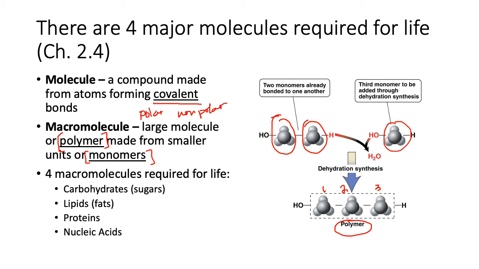And the 4 macromolecules that we're going to be talking about that are absolutely required for life are the carbohydrates, which we commonly refer to as sugars, lipids, which we know commonly as fats, proteins, and nucleic acids. So really the rest of the lecture is going to be looking at all these things individually. We're going to be looking at the monomers that make up these polymers, and we'll also be talking about, in general, some of their main functions in the cell. So we're going to go in the order that these are listed. So let's go ahead and start with carbohydrates.